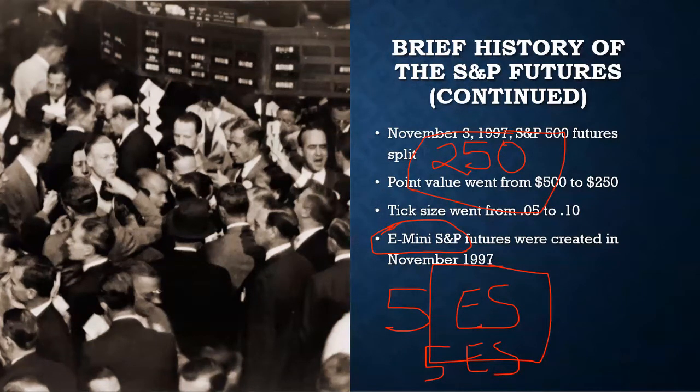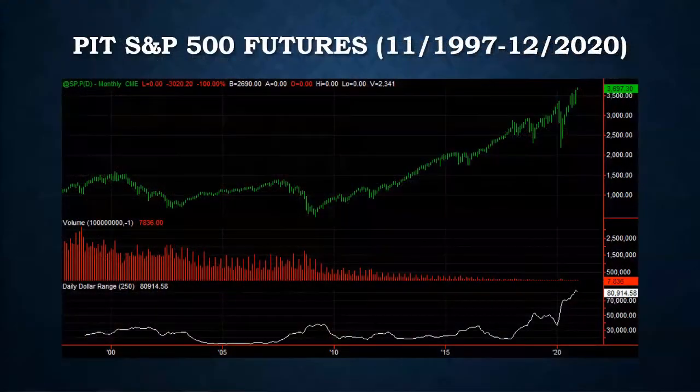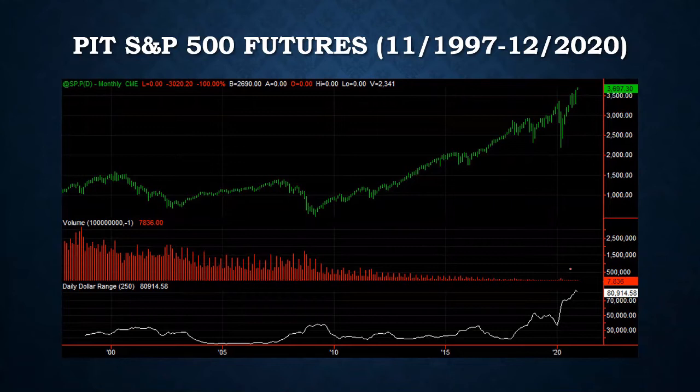And the pit futures volume is pretty much zero. So let's look at this. Here is the S&P pit futures from November 1997 until now, and you see how the volume is nothing. It's decreased over time, and now the monthly range is 80,000. So we're talking about an $80,000 range.